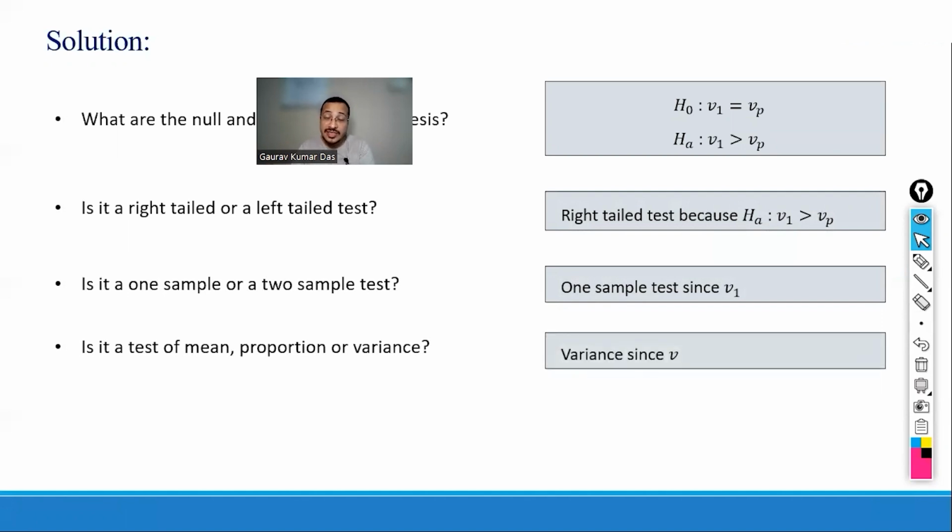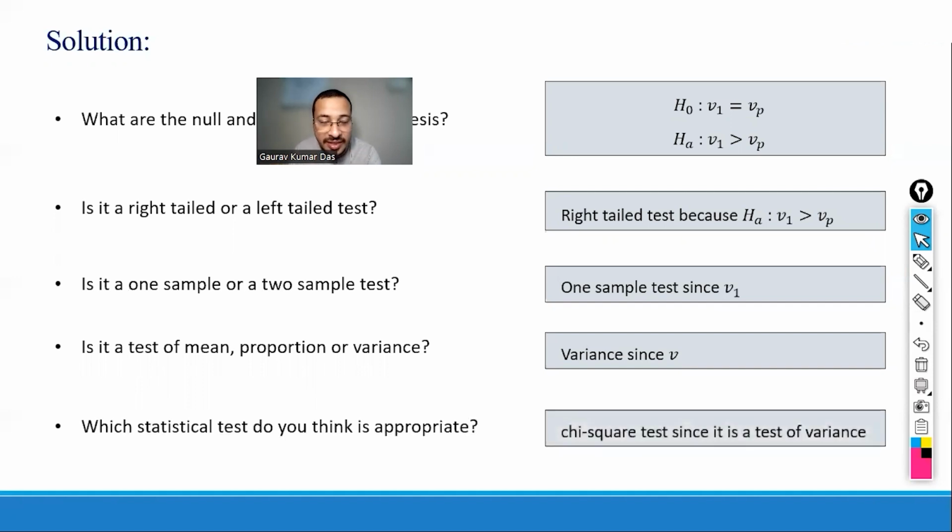We can do t-test and z-test for proportion also. Okay, but doesn't matter. We can. So there are a lot of other tests, theoretical tests, which are available, but I'm covering the ones which are most relevant in today's world. Okay. Which statistical test do you think is appropriate? Of course, the chi-square test of variance. Okay, chi-square test of variance.